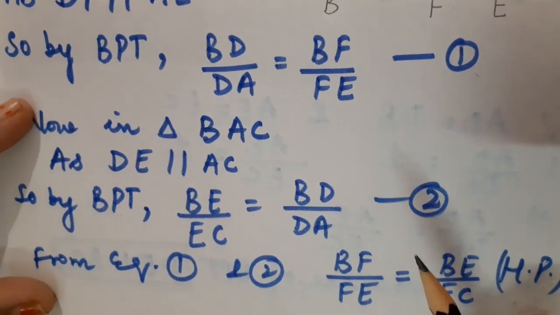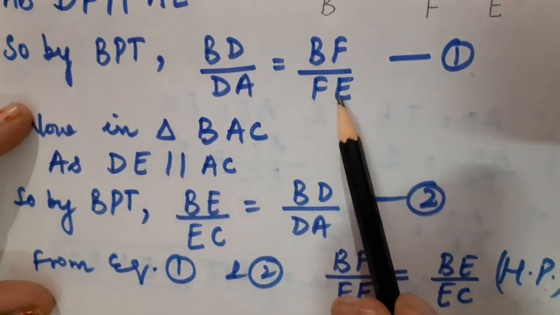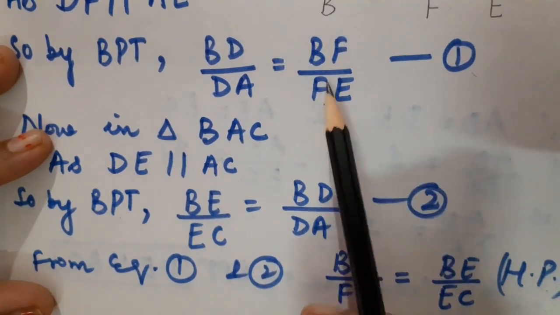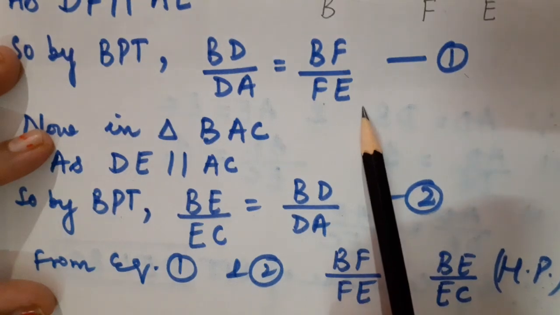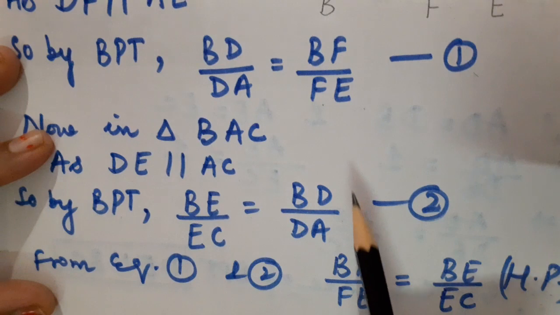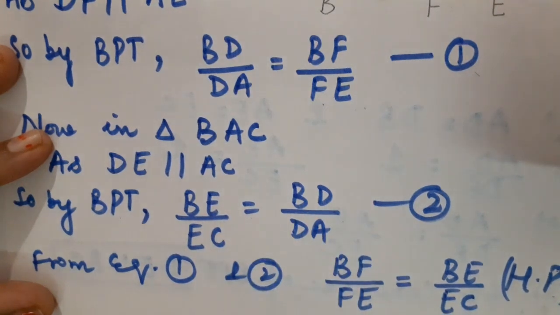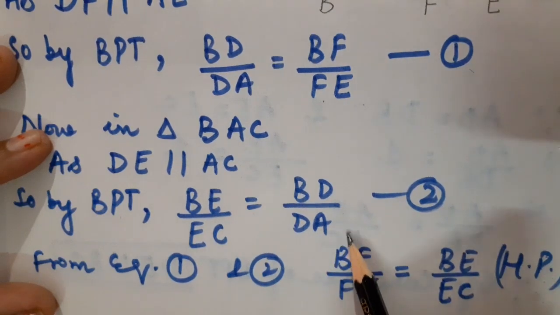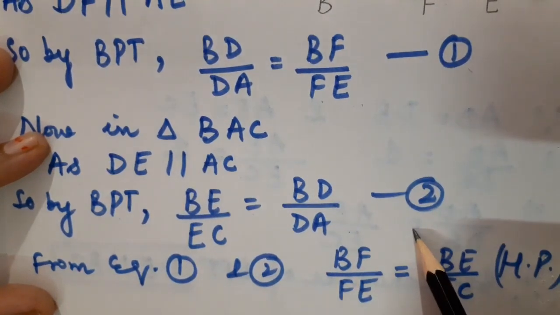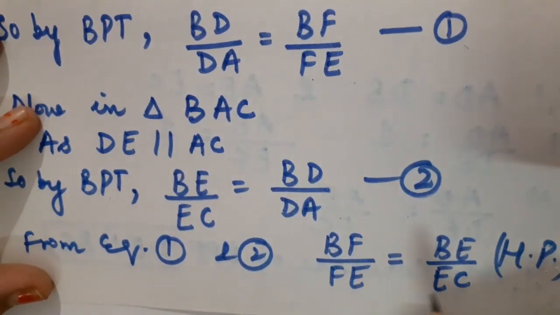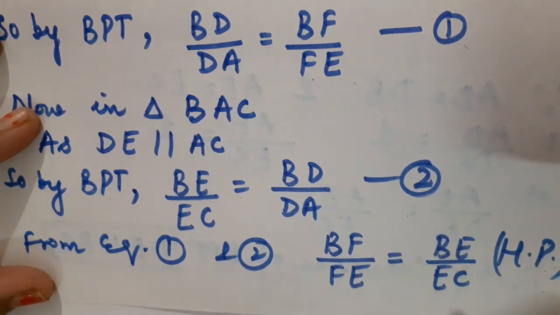Now children, here you can see that the expressions used in both equation number 1 and equation number 2 are equal to BF upon FE. So if BD upon DA is equal to BF upon FE, and BE upon EC is also equal to BD upon DA, then from equation number 1 as well as from equation number 2, we can imply that BF upon FE is equal to BE upon EC. So the same thing we wanted to prove.